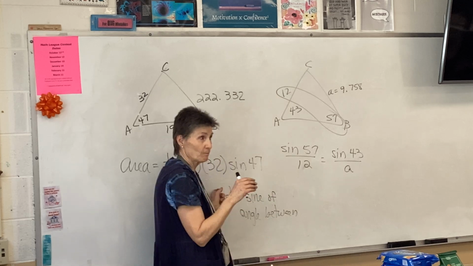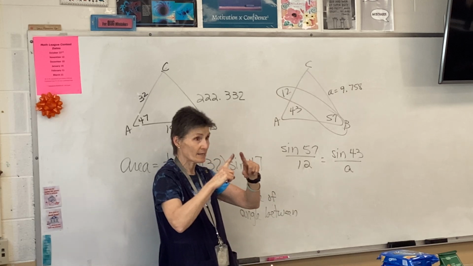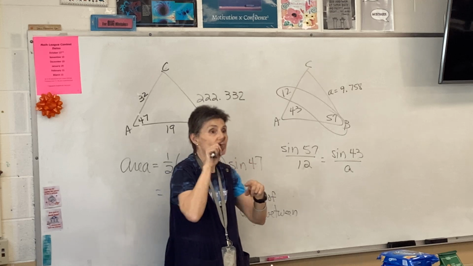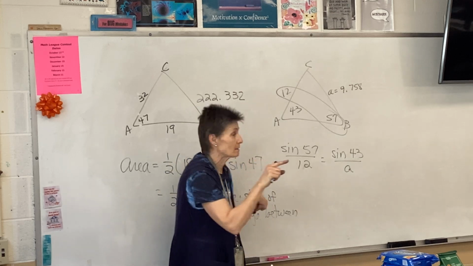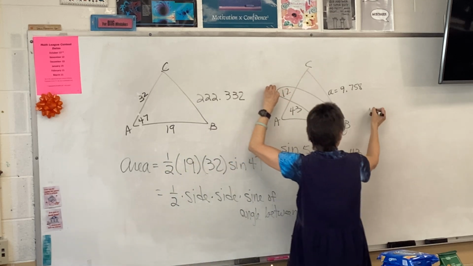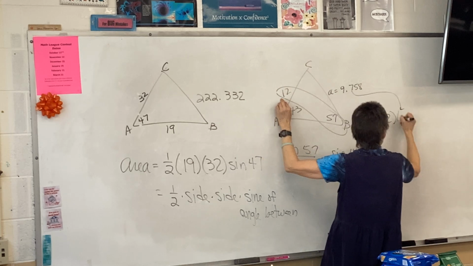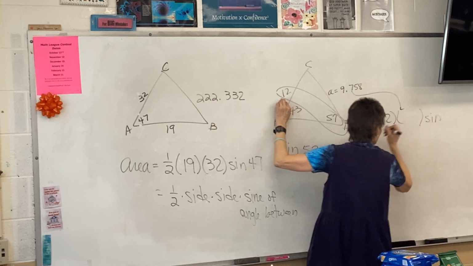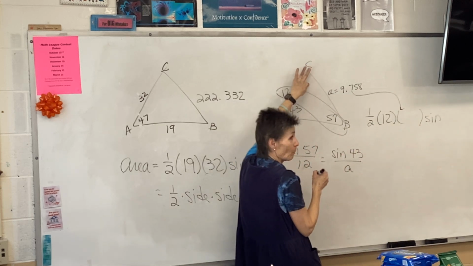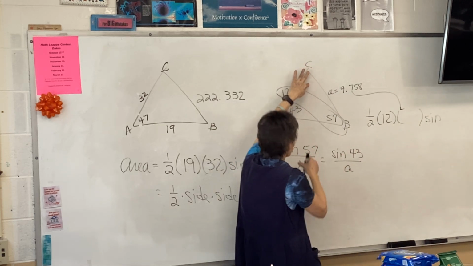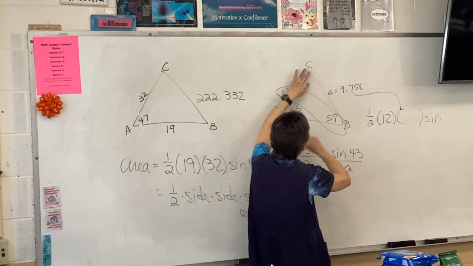Now, what's my little formula say? I need 1/2 times two sides and the angle in between. So if I am using 12 and this number right here, 9.75, then the angle I need is that one. You find C. It's 80. Yeah, 80.